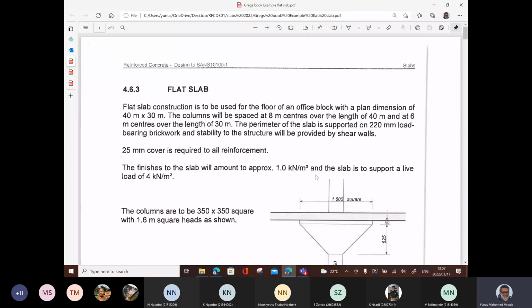The columns will be spaced at 8 meter centers over the length of 40 and at 6 meter centers over the length of 30. So what you're saying is you've got in one direction 40 meters and in the other direction 30 meters, so you've got 30 by 40. In this direction you have 5 by 8 meters, and in the other direction 5 by 6 meters. So you've got an 8 by 6 panel layout.